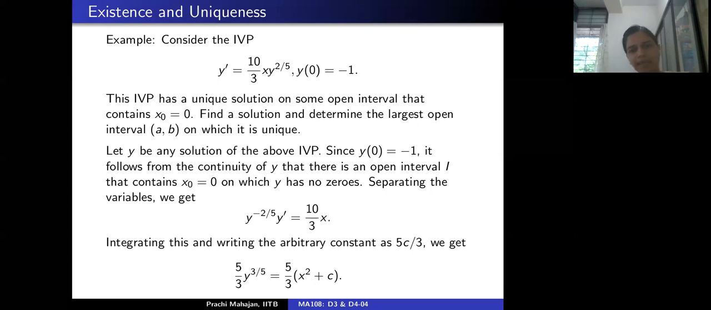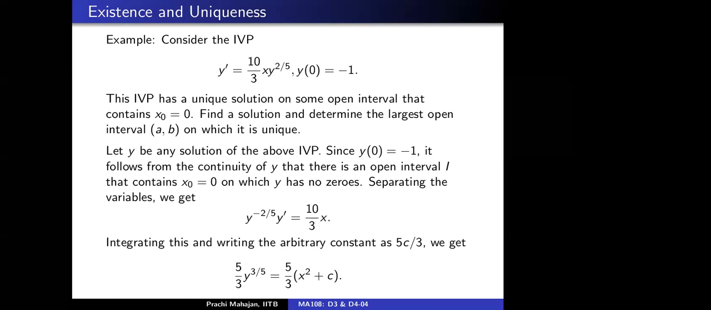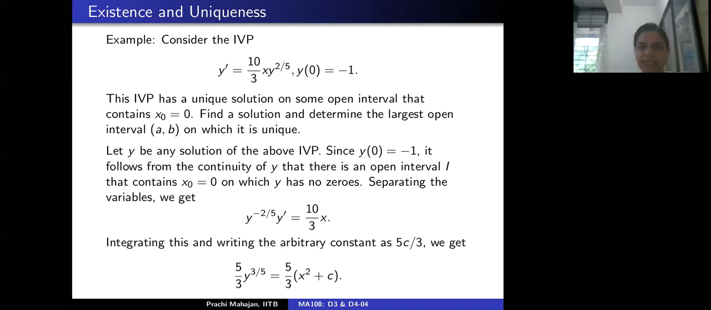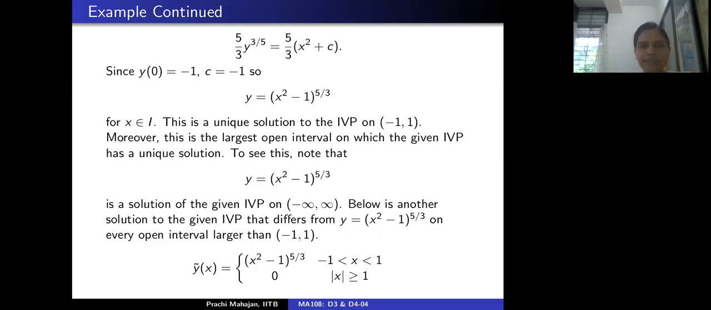So let's try to find that solution. Now, since y at 0 is minus 1 and y is the solution of this differential equation, which means that y is differentiable, in particular y is continuous. So there must be an open interval around the origin on which y does not take the value 0. So on this interval, one can separate the variables and integrate, correct? What you get is the following: 5 by 3 y to the power 3 by 5 is 5 by 3 x square plus c. And you compute the value of the constant c using the initial data.